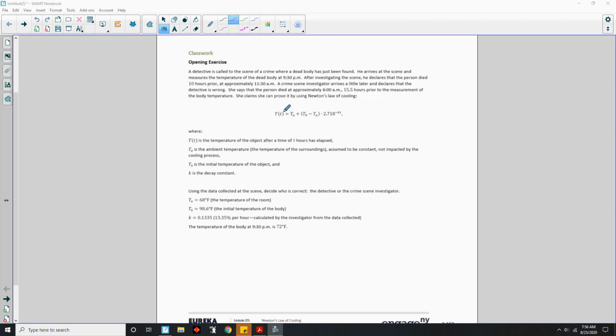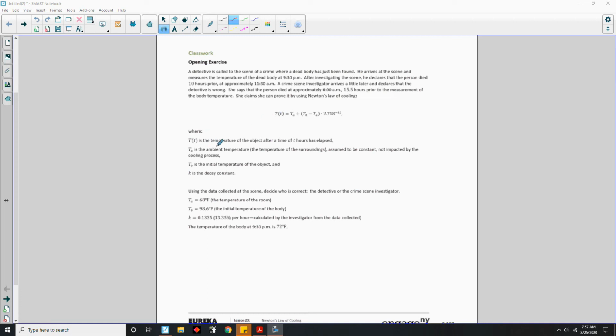So it's capital T of t equals T sub a plus the quantity T sub 0 minus T sub a times 2.718 to the power of negative kt. And then they tell us that capital T of t is the temperature of the object after a time of t hours has elapsed. So T of t was the body temperature when the investigator took the temperature of the dead body.